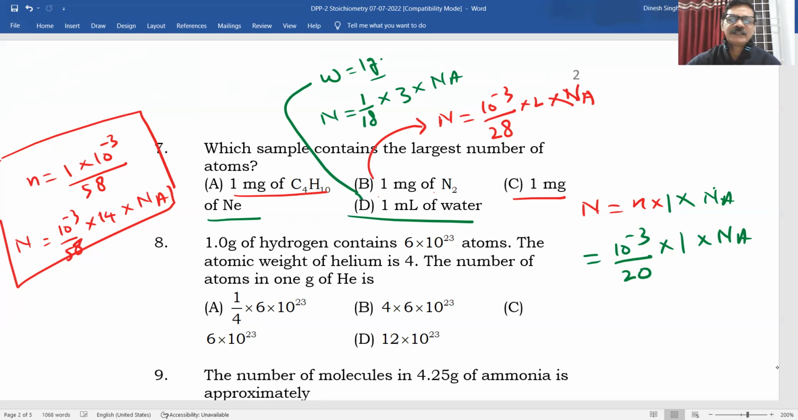So which quantity is greater? Obviously the fourth quantity is greater. I think this is clear to everybody.